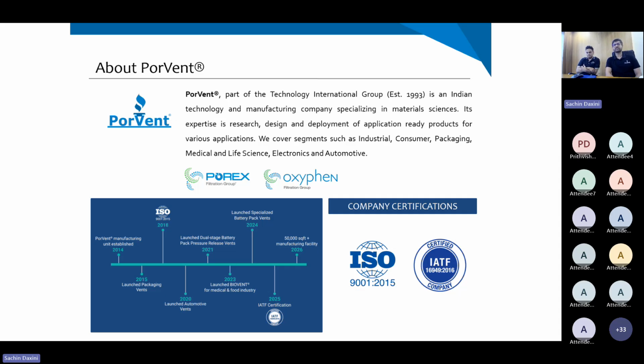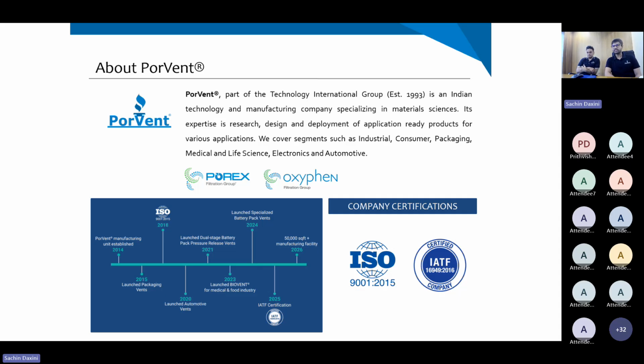Porous and Oxyfen provide us with membrane technology. They are part of the Filtration Group, which is a US company. And most of our products, or rather all of our products, consist of Porous or Oxyfen membranes. I will explain a little bit more about these membranes in a later slide.